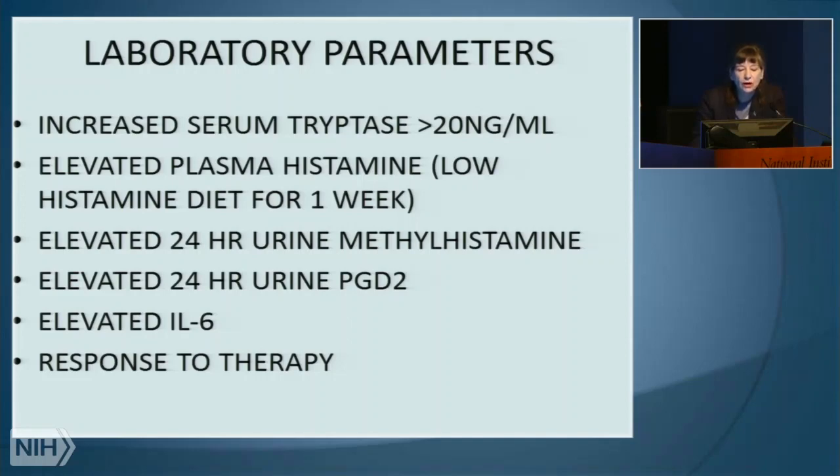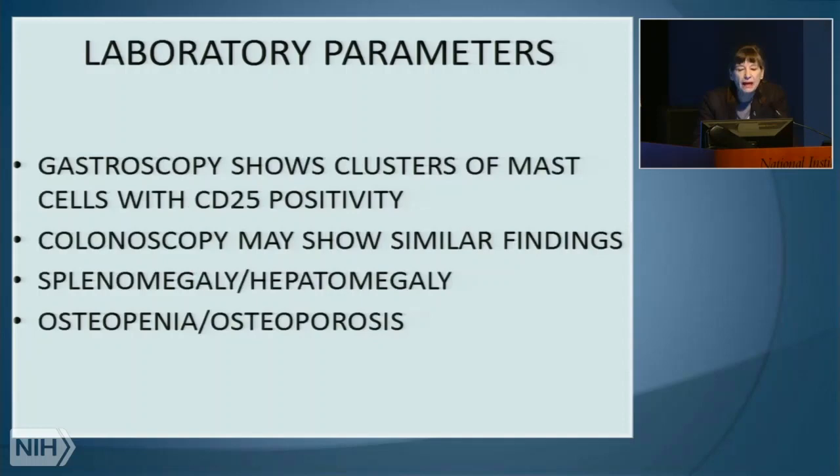There's an elevated 24-hour urine methylhistamine. More esoteric and harder to get from your LabCorp or Quest Diagnostics lab is a 24-hour urine for prostaglandin D2. Elevated IL-6 is kind of an outlier, but response to therapy is a good way to gauge, at least one of the methods you can use to gauge, whether or not this patient has some component of mast cell disorder.